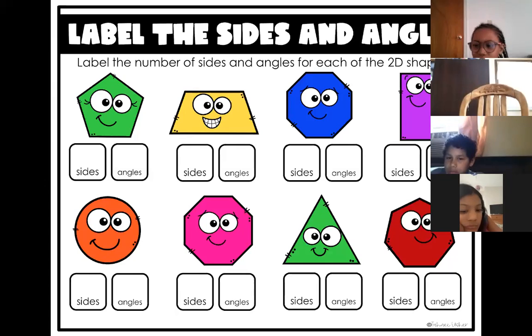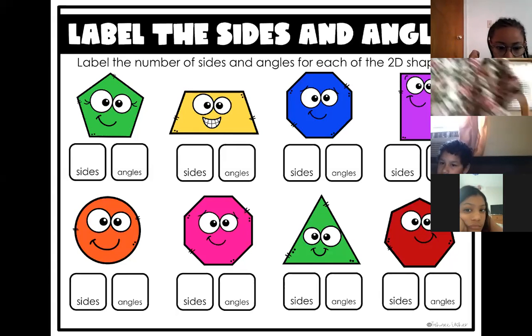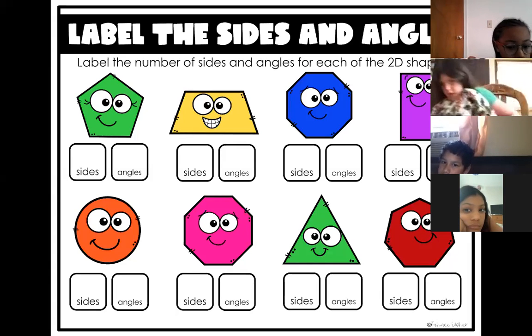So think about the two words we're going to talk about, sides and angles. Which one is the point? The point is an angle, I think. Yeah, so the points are the angles. So what are the sides then, Damali? The sides are the parts that are not pointy, for example, with the circle. It doesn't have any angles. It only has all sides.